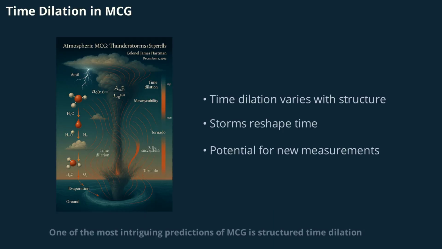One of the most intriguing predictions of MCG is structured time dilation. In the MCG framework, time dilation isn't just a function of altitude or mass, it's also shaped by the local vacuum structure. For example, inside a thunderstorm, the time dilation gradient varies from the anvil top to the tornado core, following both mass and vacuum configuration. These subtle variations, though tiny, could be measured with precise clocks, offering a new experimental window into gravity.